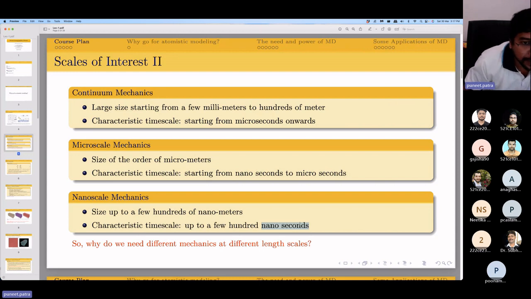Now, the interesting part is continuum mechanics, be it microscale mechanics or nanoscale mechanics, each of them is going to solve a completely different evolution equation. And this is one of the reasons because of which we need different mechanics at different length scales.